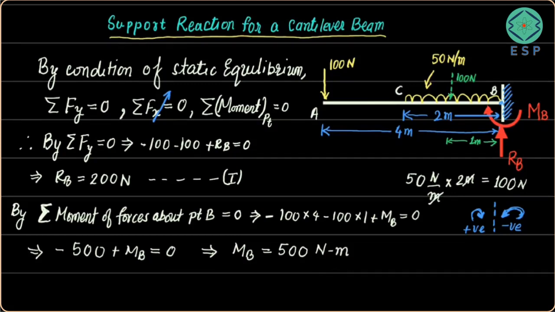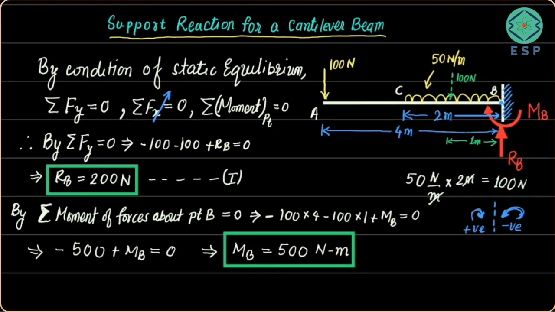Okay, so this way we got support force reaction RB as 200 Newton and support moment reaction MB as 500 Newton meter. So by this procedure you can easily find out the support force reaction, which is RB, and support moment reaction, which is MB. Okay, so similar procedure you can adopt to find out the support reaction of a cantilever beam.